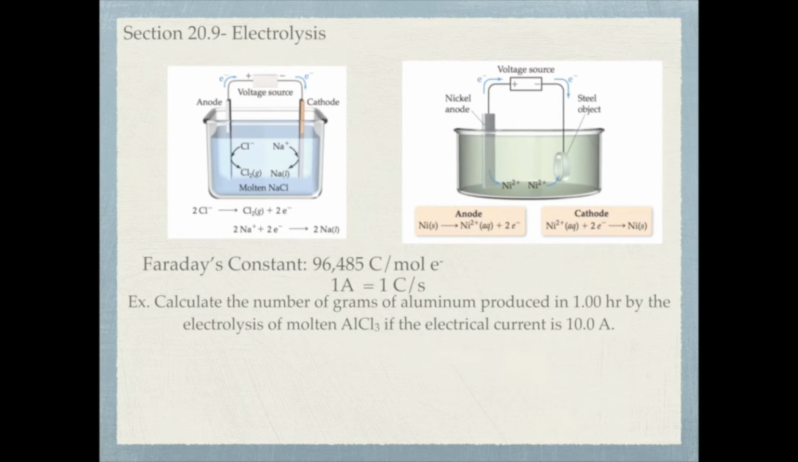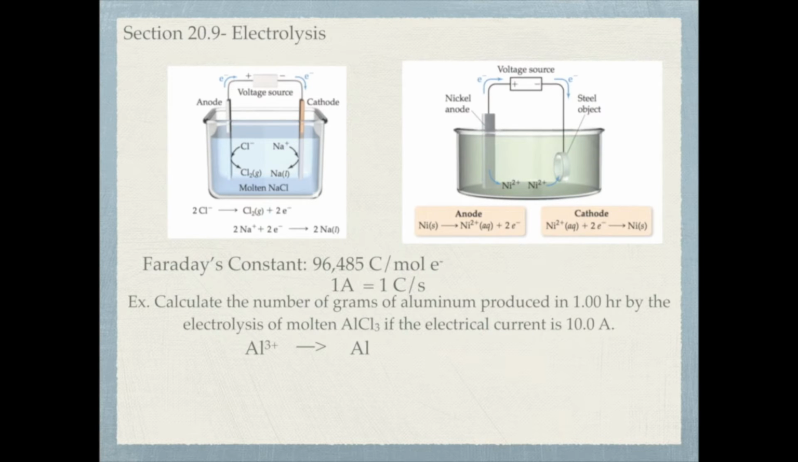What it says is it asks you to calculate the number of grams of aluminum produced in 1 hour by the electrolysis of molten aluminum chloride if the electrical current is 10 amps. Well, the first thing I need to do is figure out the reaction that's occurring, what exactly is going on. Well, if I start with molten aluminum chloride, that means I have aluminum ion. So I've got Al3+, okay? And that's going to produce solid aluminum.